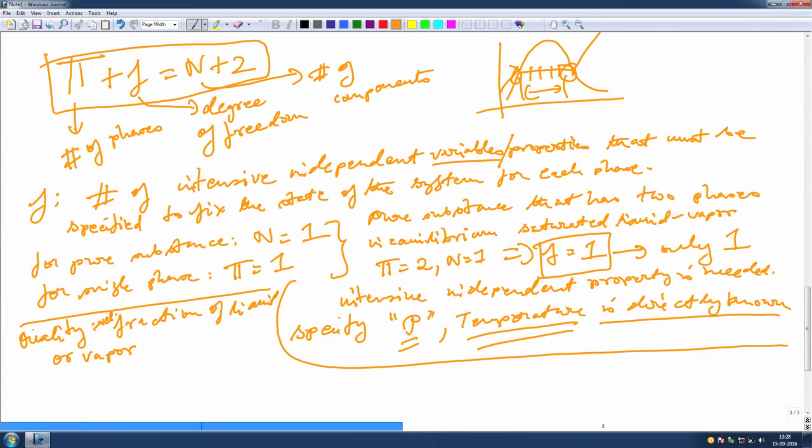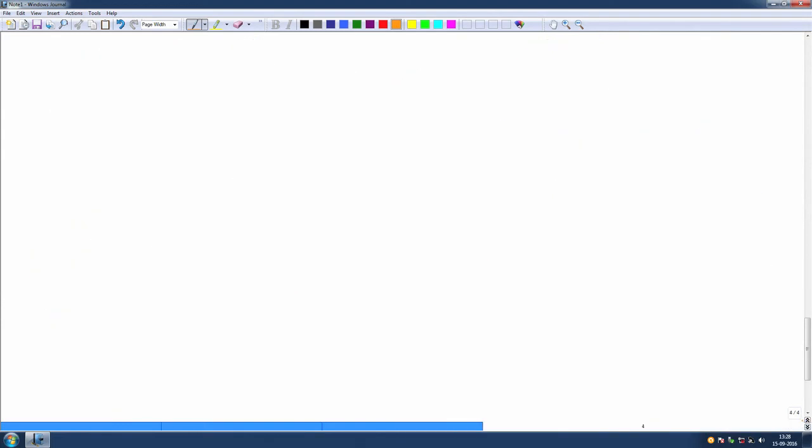Okay. Now, where did the mouse go? Okay. So, now in the remaining time that we have, let us look at the equilibrium and stability of single phase closed system.